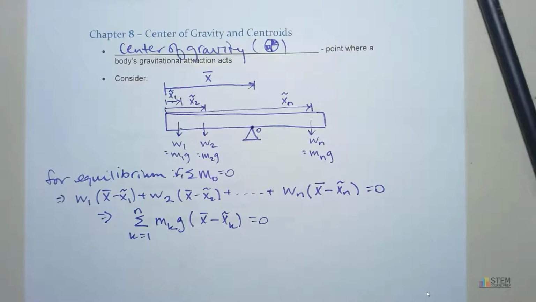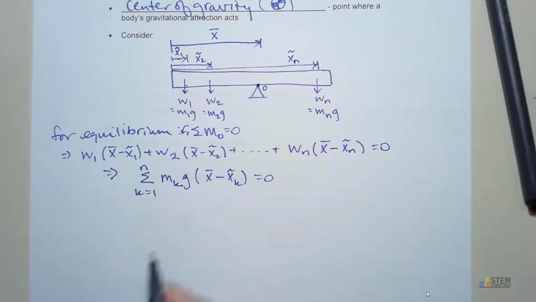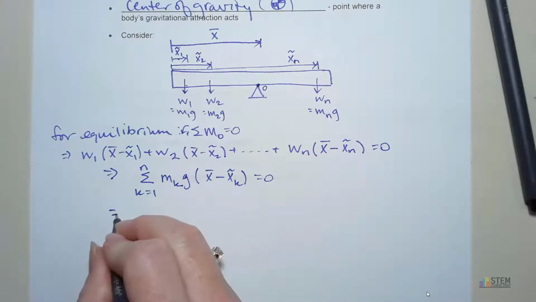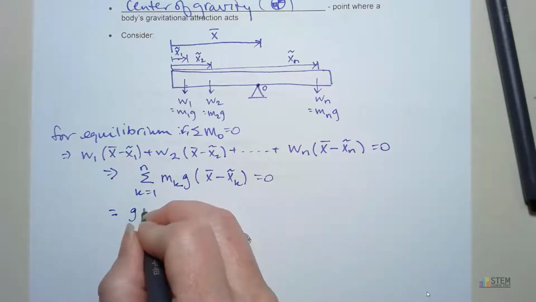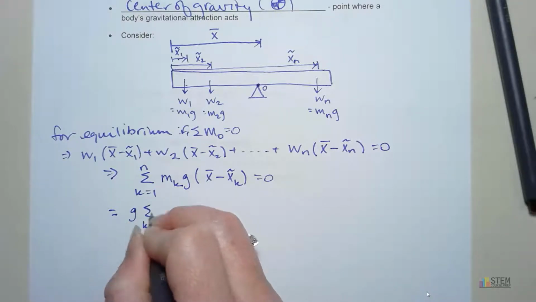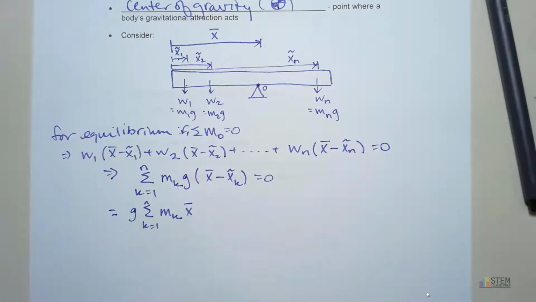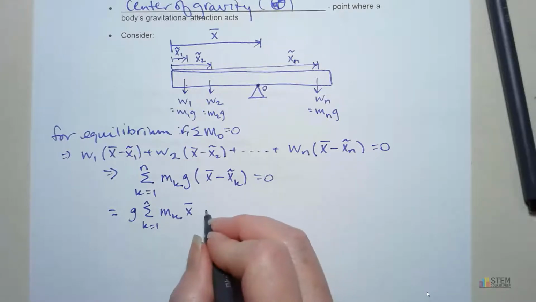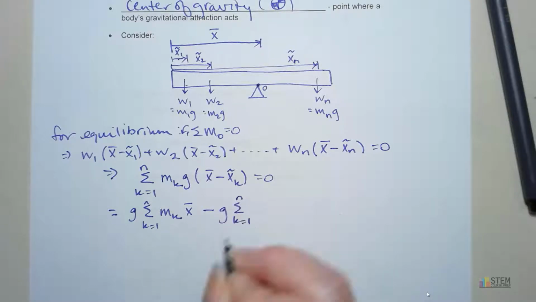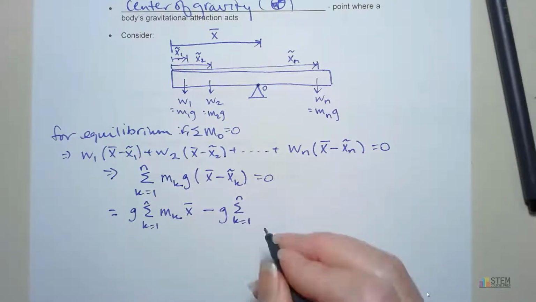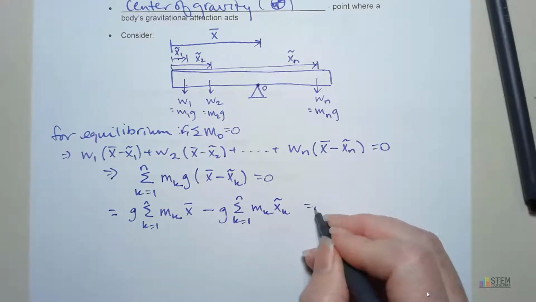No big deal. Let's extend this out and split this up into two terms. Let's pull g out because that's constant for all of them, so we'll have g multiplied by the sum, still going from 1 to n, of m k times X bar. And now let's subtract that from g times the sum, going from k equals 1 to n, of m k X k tilde. That's 0 still.